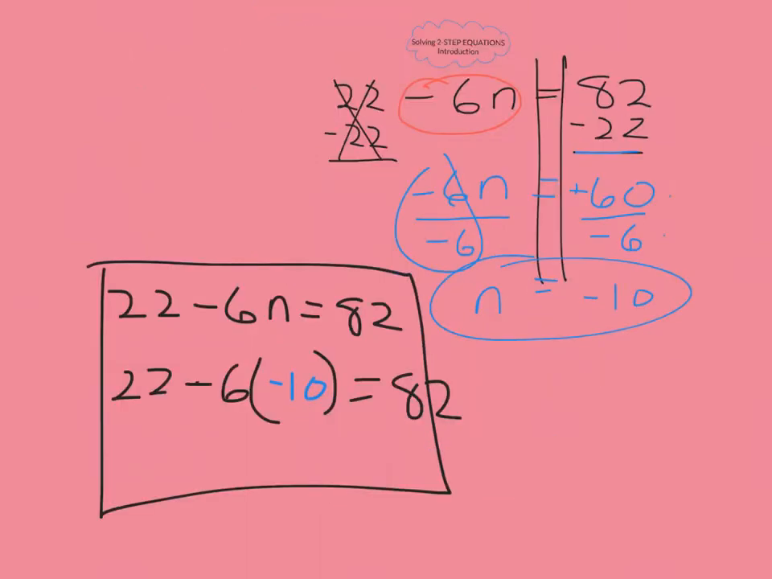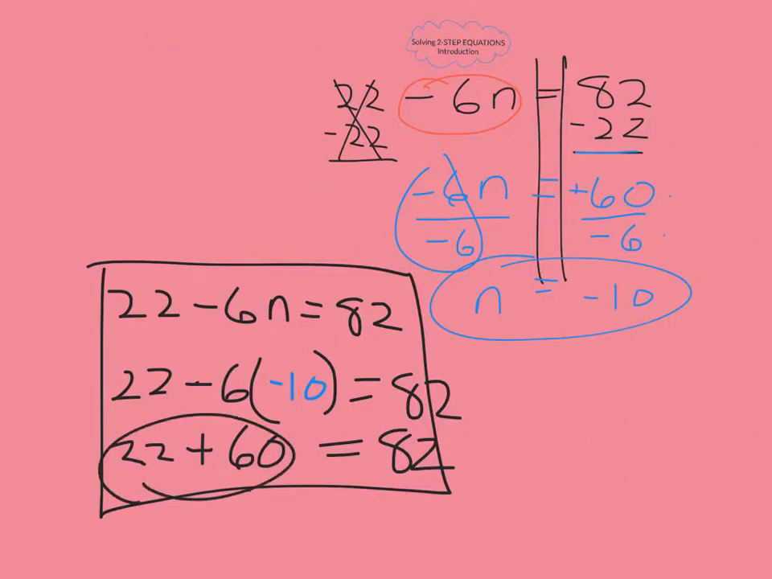All right, now I'm going to go back and plug in negative 10 to the original equation, 22 minus 6n equals 82. So I'm plugging negative 10 in for n. So now I have 22, well, negative 6 and a negative 10, negative 6 times negative 10 is a positive 60. So that should equal 82, and 22 plus 60 does equal 82. So 82 equals 82, and I know I did my problem right.